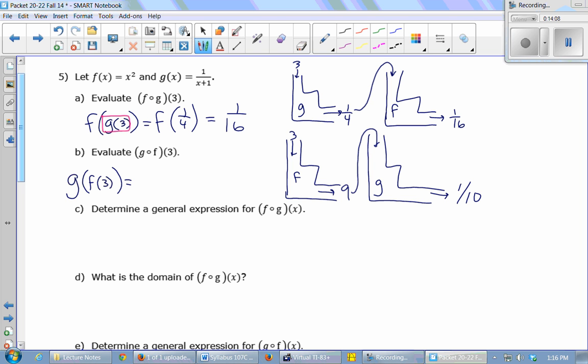If I want to use my standard notation, first I evaluate F of 3 and make a substitution, replacing F of 3 with what it equals, which is 9. Then plug 9 into G, and you get 1/10.